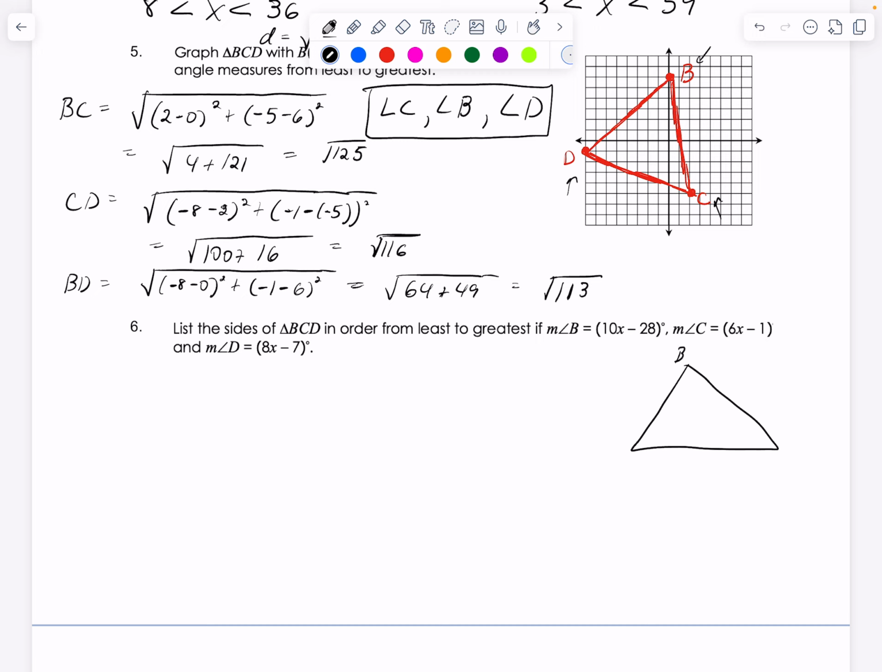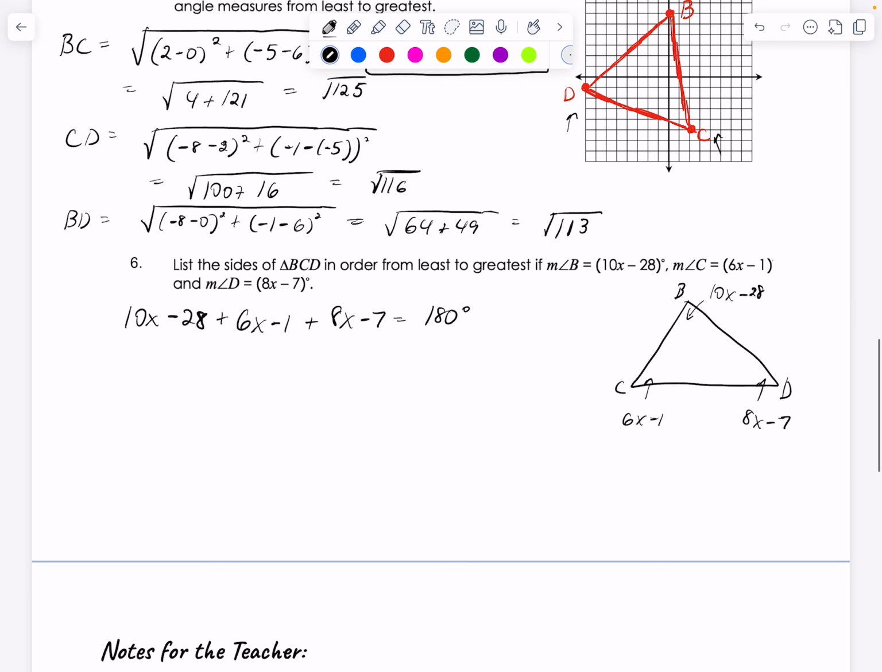We've got a triangle BCD again. We've got B, C, and D, and it says order the sides from least to greatest if angle B is 10x minus 28, angle C is 6x minus 1 degrees, and angle D is 8x minus 7 degrees. So I'm going to use my understanding from the first semester that all angles of a triangle add up to 180 degrees. So 10x minus 28 plus 6x minus 1 plus 8x minus 7 has to be equal to 180 degrees.